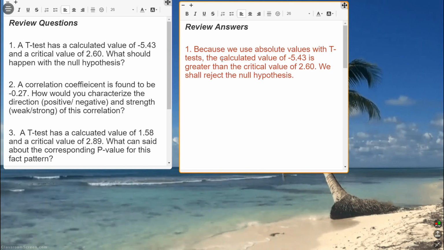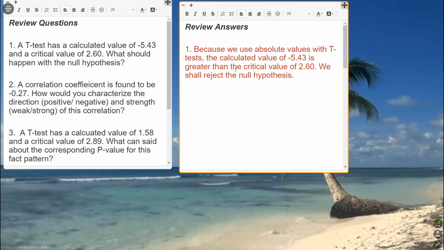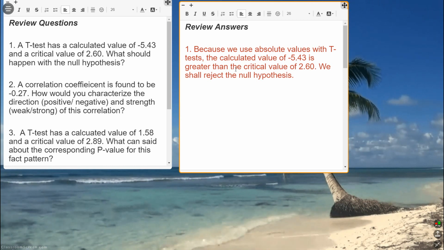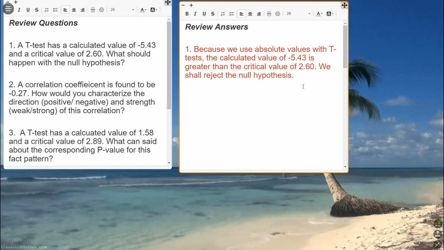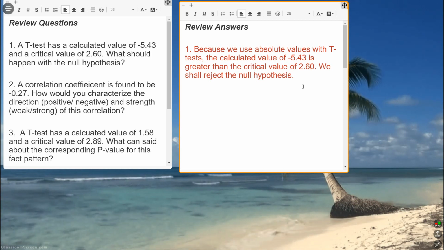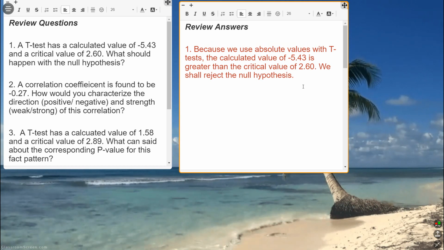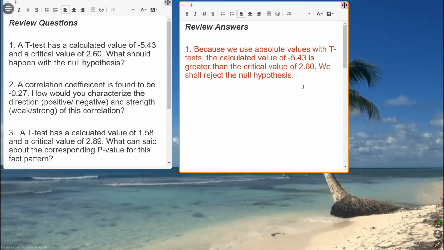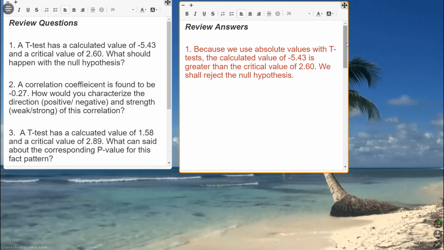Well, let's go over to the answer. Because we use absolute values with t-tests, the calculated value of negative 5.43 is greater than the critical value of 2.60. We shall reject the null hypothesis. I included this question because I realized that a number of students had been having issues with that, so I wanted to make sure we at least covered that. Hopefully that review is helpful.